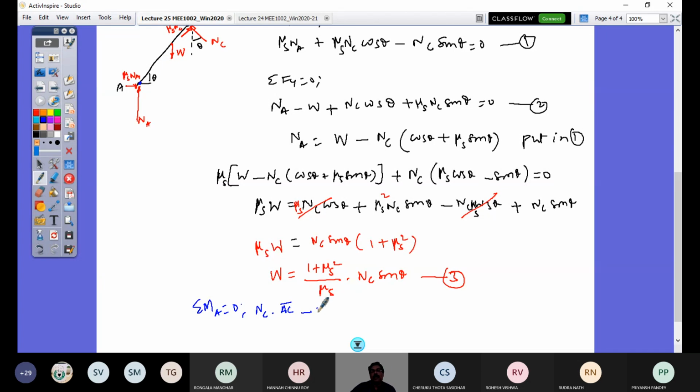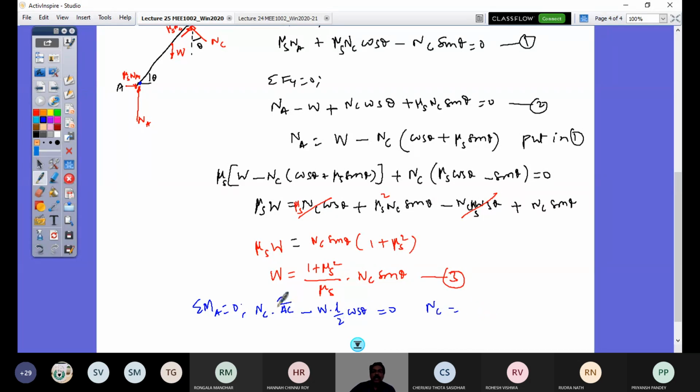That creates a counterclockwise moment. So W into L by 2 cos theta is the moment by the weight component. So that is equal to 0. This now solves for the NC and W relation. So I now get NC equals.